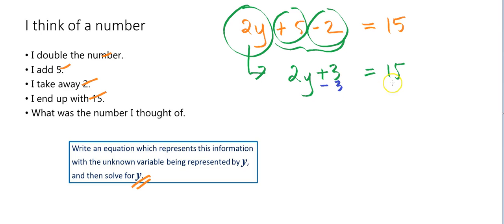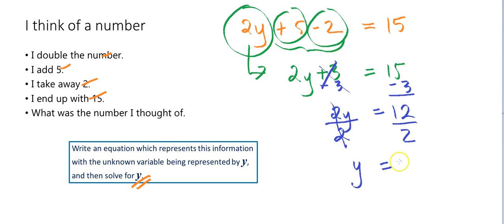So minus 3 from both sides to get rid of that. Leaves me with the term 2y at the moment, and I'm left with 12 on this side. Okay. The opposite of timesing by 2 is dividing by 2. Do the same to both sides. y equals 6. And that should be the answer.